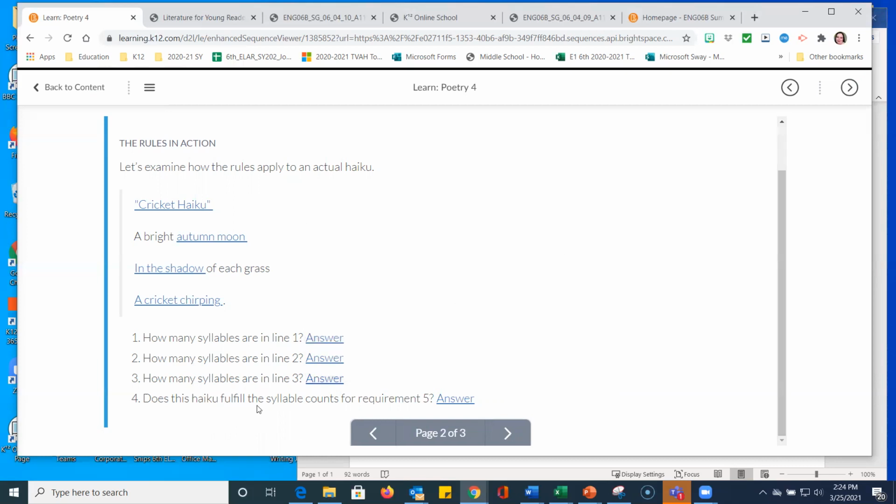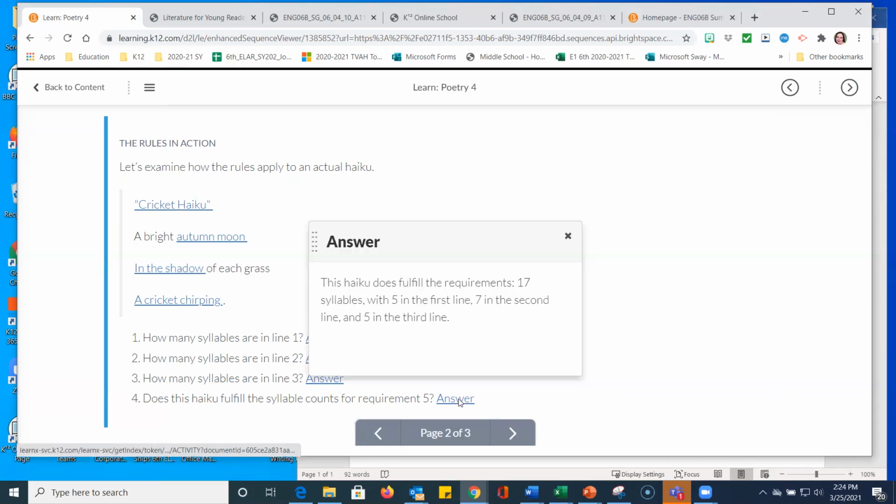Does this haiku fulfill the syllable count as a requirement? Well, 5 plus 5 is 10, plus 7 gives us 17, so I would say yeah. This haiku does fulfill the requirement of 17 syllables with 5 in the first line, 7 in the second, and 5 in the third.